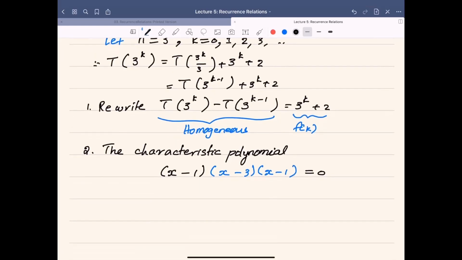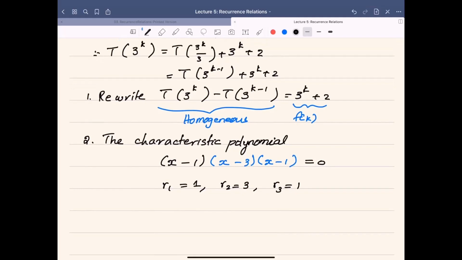So how many roots do we have? The first root is equal to 1. The second root is equal to 3. The third root is equal to 1. So 1 is repeated. Put this thing in your mind.